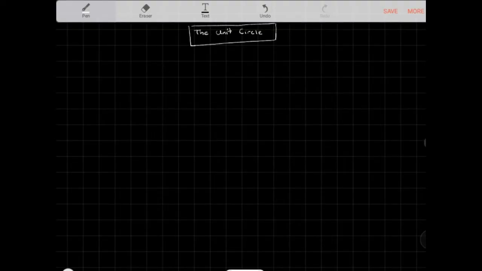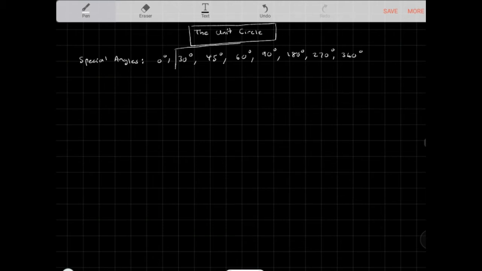Okay, so earlier we said that our special angles were angles where the trig functions would give us ratios that we would know the exact values of, right? So the special angles we discussed were 0 degrees, 30 degrees, 45 degrees, 60 degrees, 90 degrees, 180 degrees, 270, and 360 degrees. Okay, so out of this entire set, we just looked at these three, 30, 45, and 60, and we identified them using the special triangles.